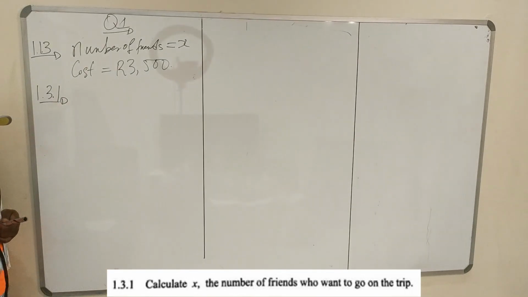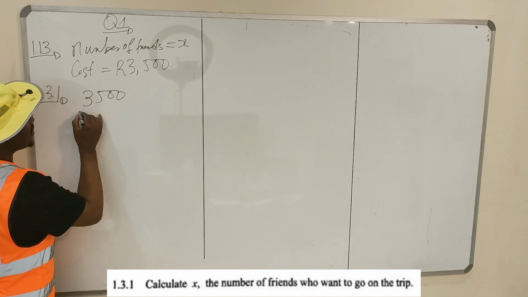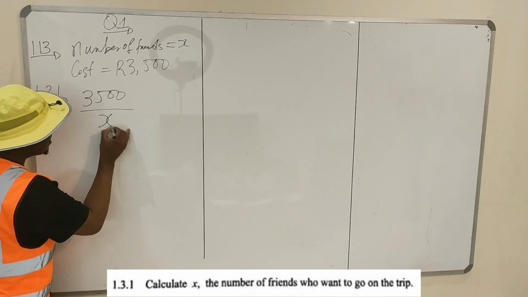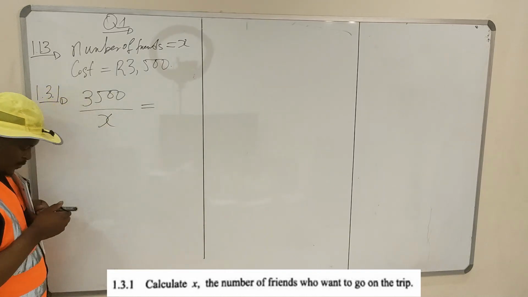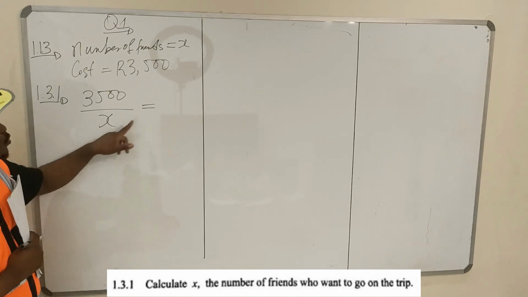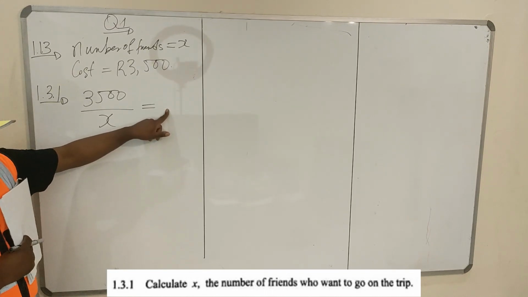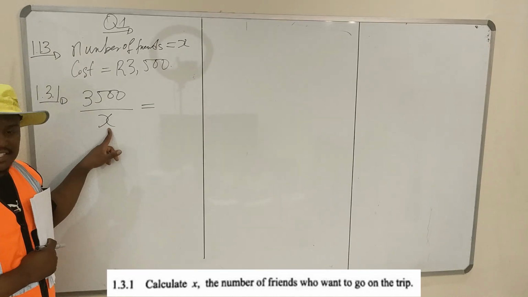So, how much are they going to pay? It's going to be 3,500 divided by what? By X, which is the number of people. Yes. So this will give you some money. Do you understand? If it was a number, it would be easy because we would punch it on a calculator. But now the only thing is that you don't have this.